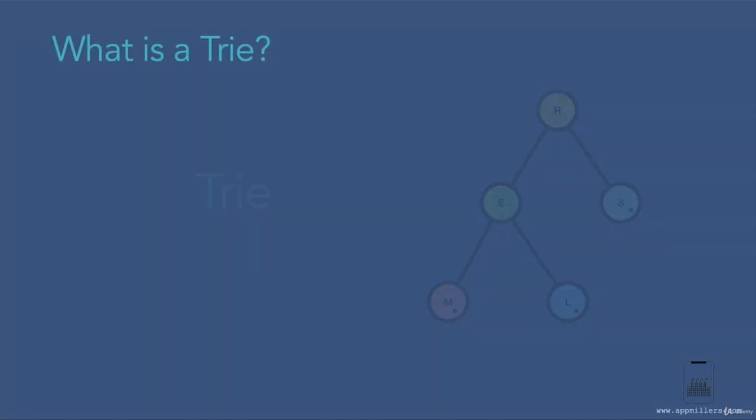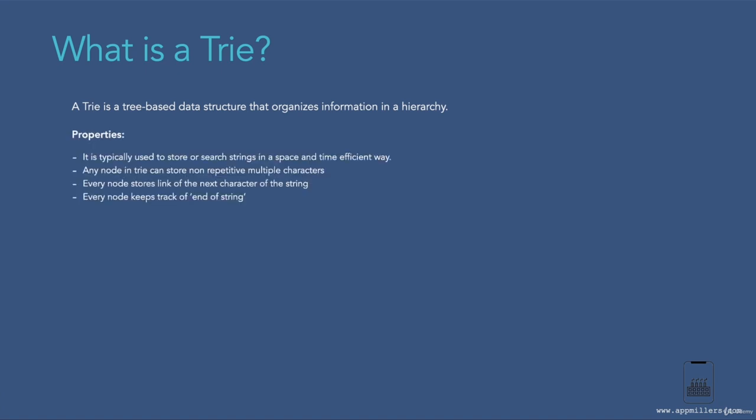So let's get started. A trie is a tree-based data structure that organizes information in a hierarchy. While most other data structures are designed to manipulate generic data, trie is often used with strings. It's used for storing words in a way that enables fast lookups. Since trie stores characters at each node, it's very efficient for prefix matching in the English language. So let's look at the properties of trie.